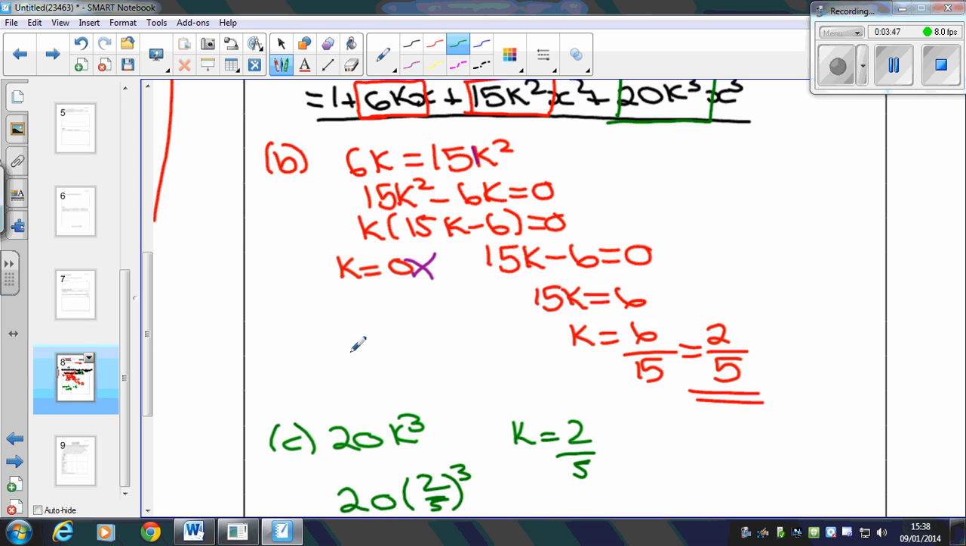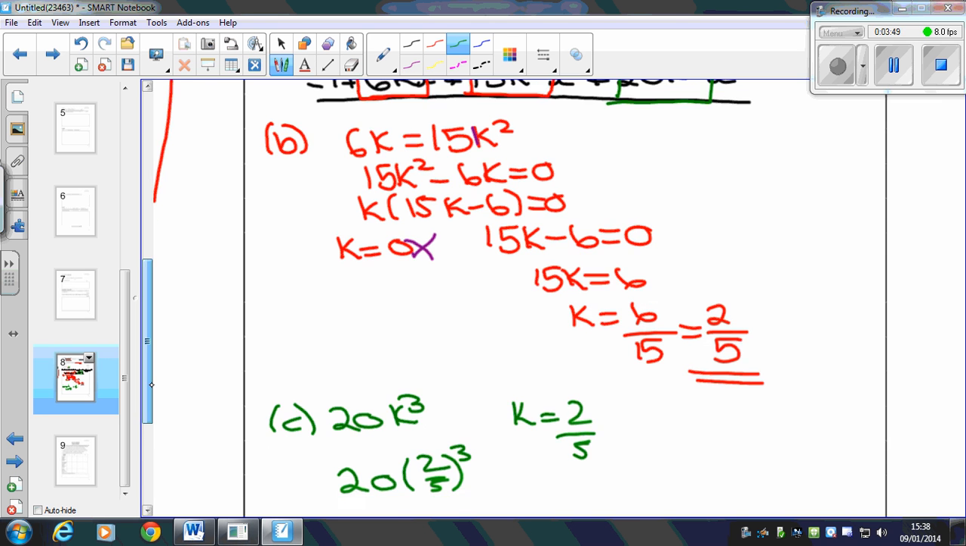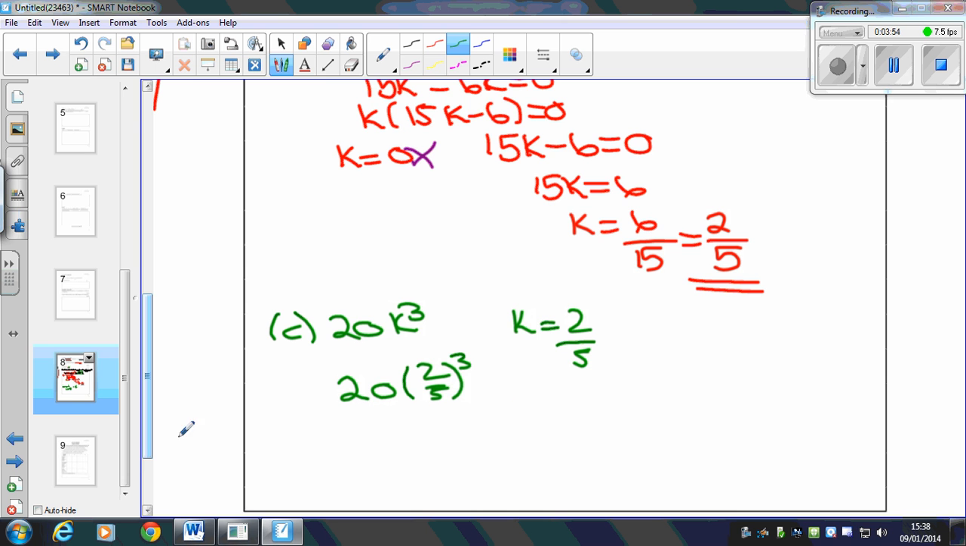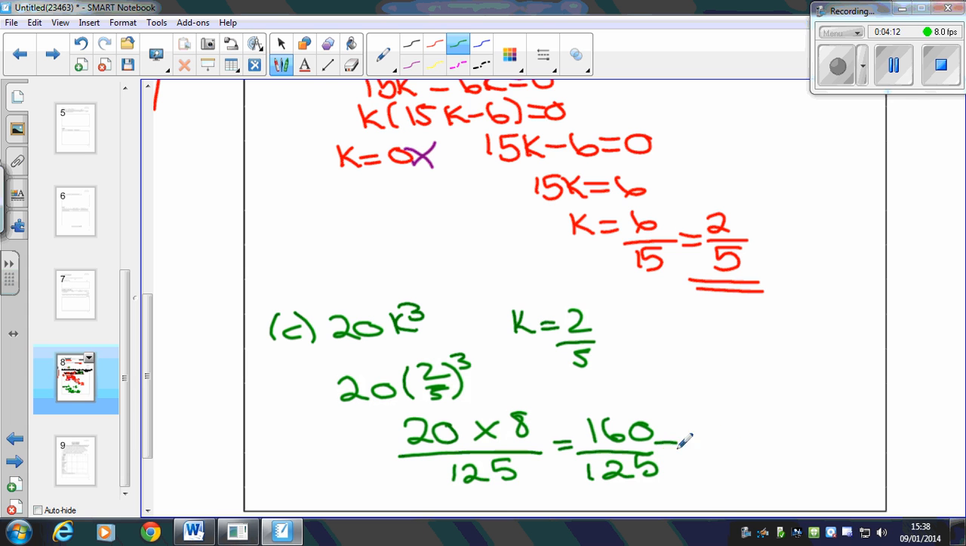which is the same as 20 times 2 to the power of 3, which gives us 8, divided by 5 to the power of 3, which gives us 125, which is the same as 160 over 125. And both of these can be divided by 5 to give us 32 over 25, which is the coefficient of x cubed.